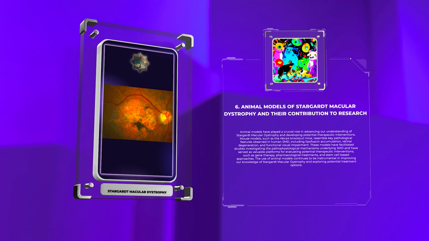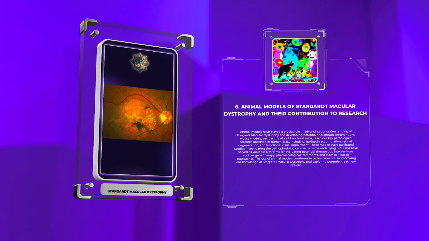These models have facilitated studies investigating the pathophysiological mechanisms underlying SMD and have served as valuable platforms for evaluating potential therapeutic interventions, such as gene therapy, pharmacological treatments, and stem cell-based approaches. The use of animal models continues to be instrumental in improving our knowledge of Stargardt macular dystrophy and exploring potential treatment options.